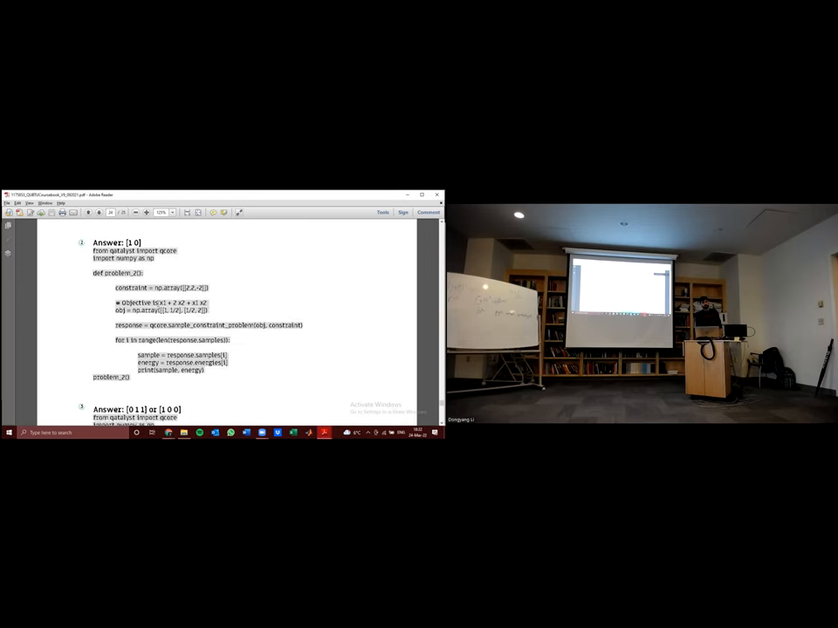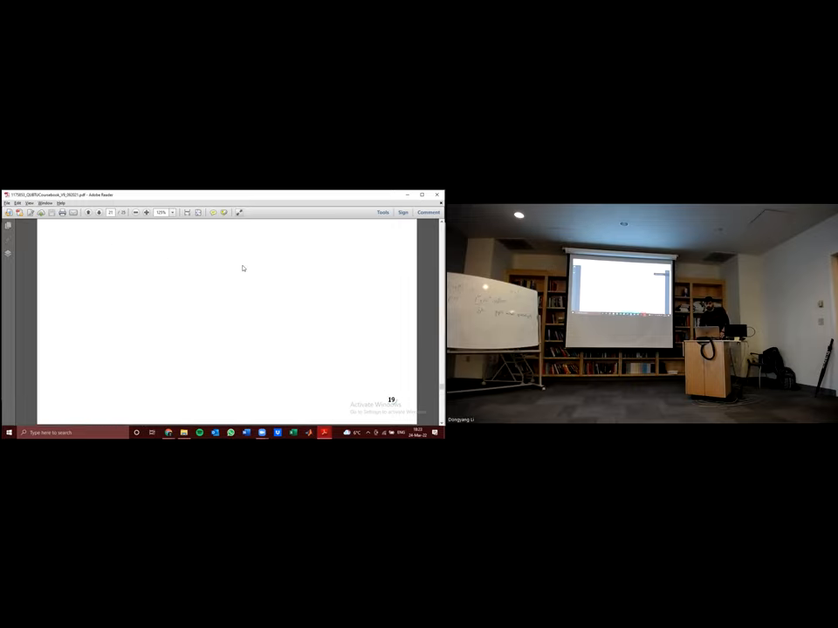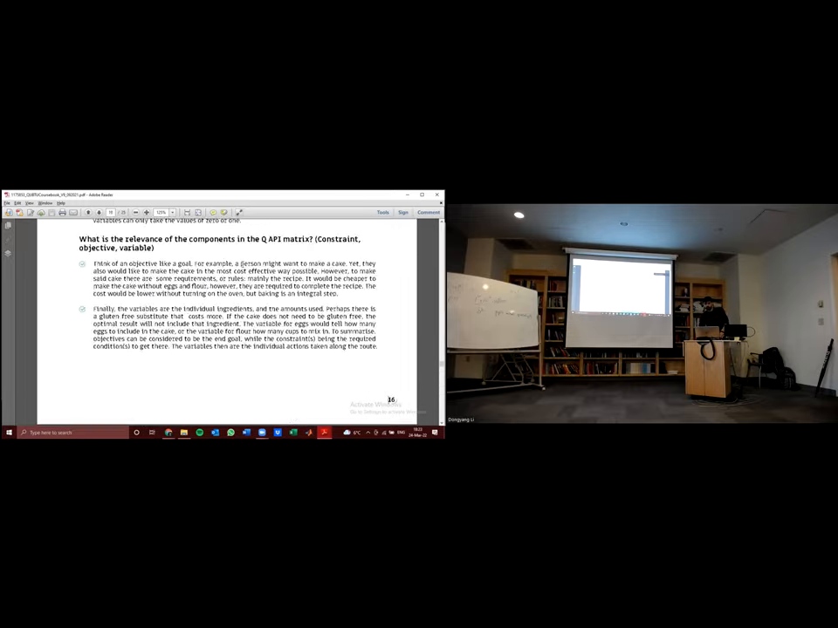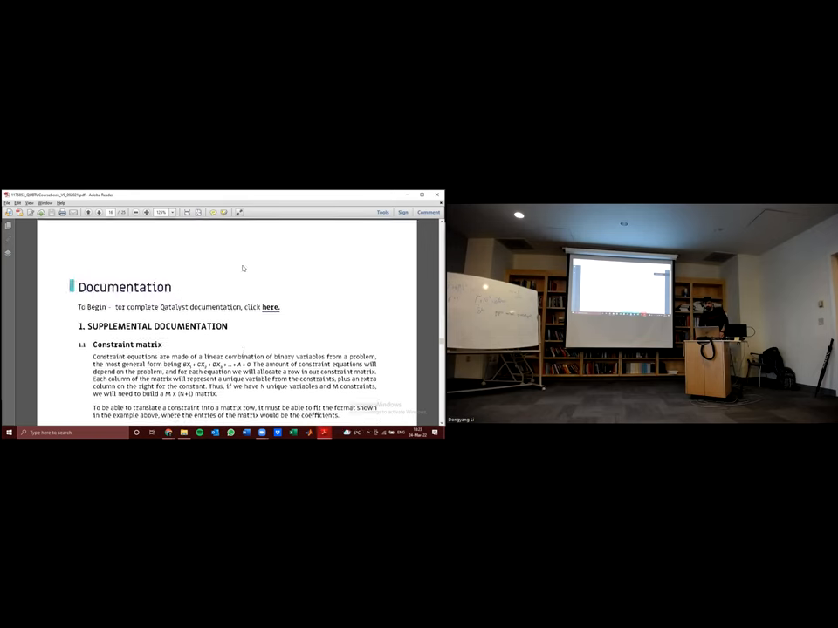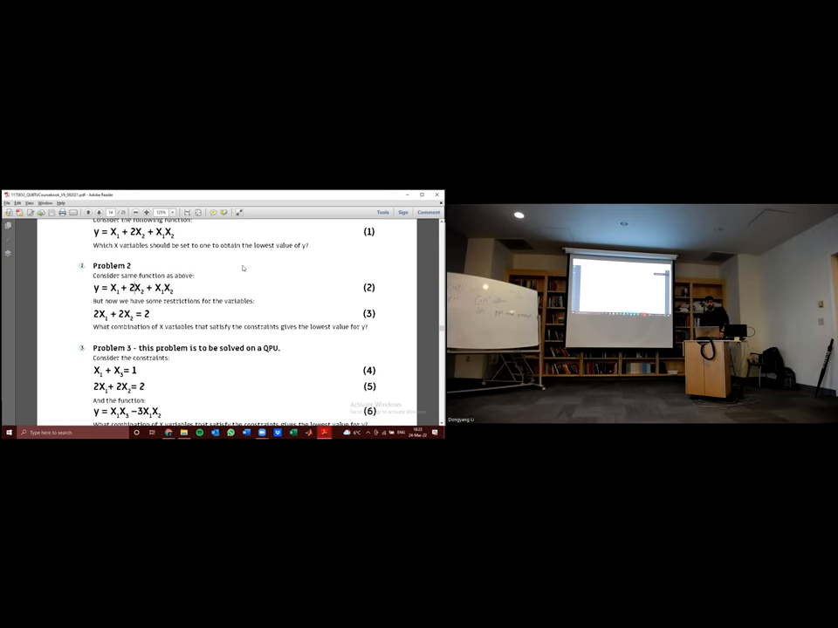This is a problem, we could say this is my objective, same as before: x1 plus 2x2 plus x1x2. And now my constraint. I'll show you the question, where is that? It tells me the constraint. So you guys understand what the questions look like. Look at problem two. My objective function is x1 plus 2x2 plus x1x2. My constraint is 2x1 plus 2x2 is equal to 2.